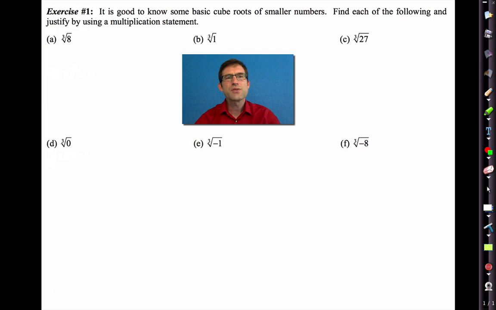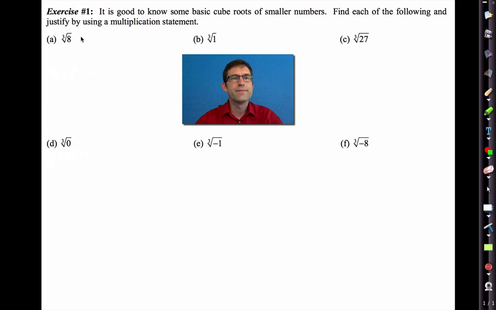All right, so exercise 1. It's good to know some basic cubed roots of smaller numbers. Unlike square roots, which you tend to memorize all the way out to probably 144, the square root of 144 is 12, with cubed roots we try to limit ourselves quite a bit. So we're going to find each of the following and justify them by using a multiplication statement. So let's do the first two together.